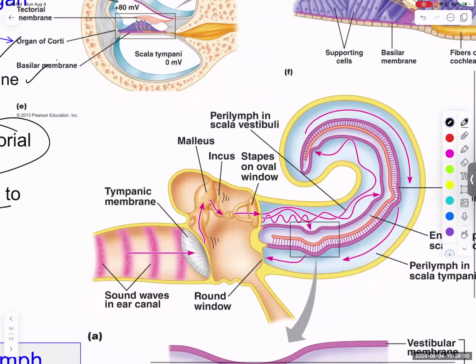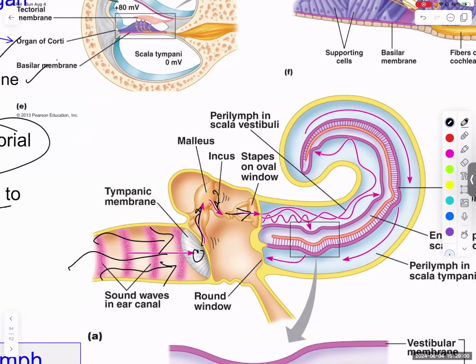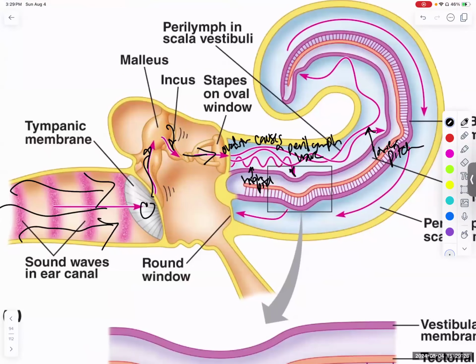Now, you have sound waves in the external auditory canal. They hit the tympanic membrane. It vibrates the malleus, vibrates the incus, getting more intense with each auditory ossicle, and then goes into the oval window and causes a wave. Depending on the pitch, this is going to be high pitch. These are going to be lower pitch. Those waves go farther. Let's look at the high pitch wave.